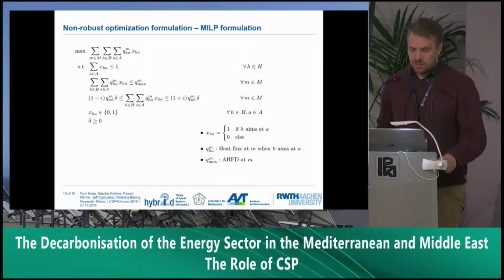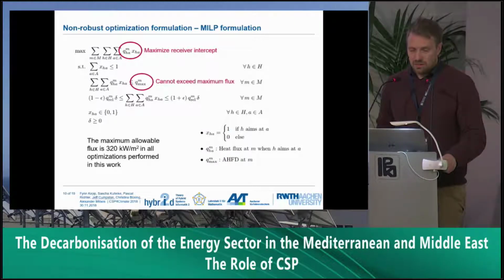I don't need you to understand all the variables and the constraints that I've depicted here, but just know that the top line is the objective function. So we want to maximize the amount of energy that we achieve at the receiver. But also we have a maximum flux distribution that we don't want to exceed. Now, usually for a reasonable flux distribution, we wouldn't exceed this anyway.